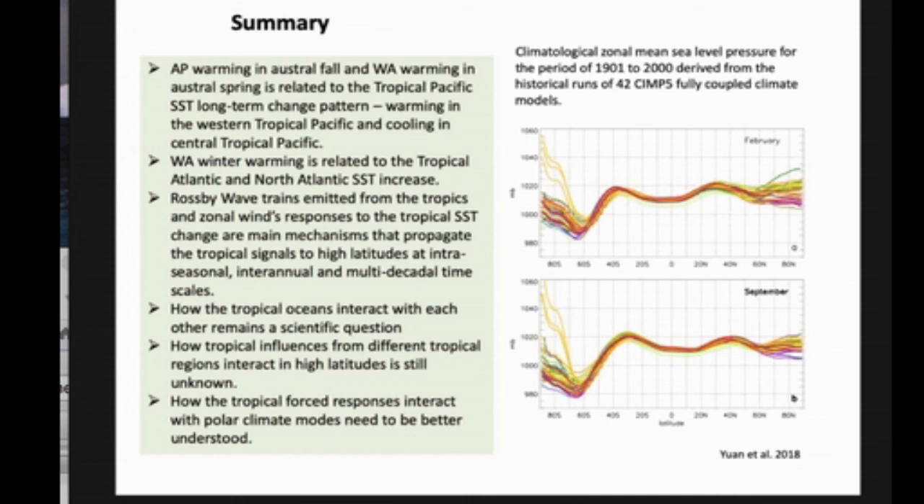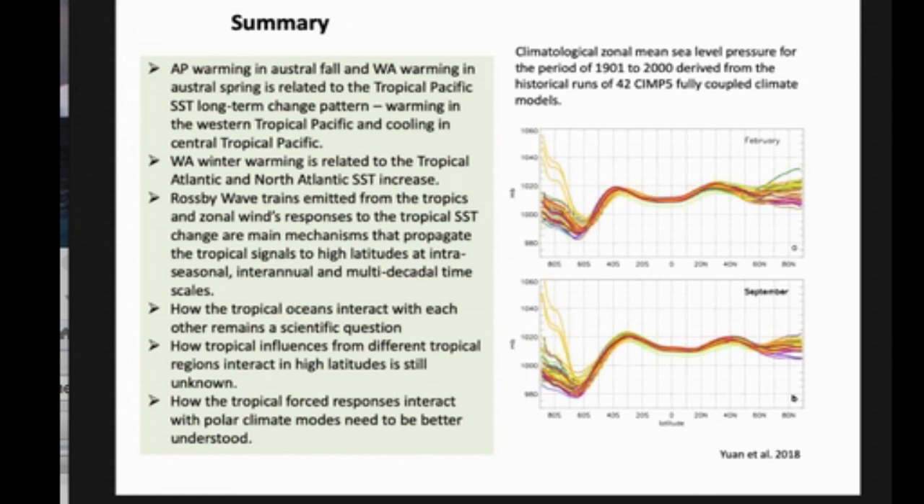And the last three, basically what comes out of this review, is how the tropical oceans interact with each other remains a scientific question. We don't really know if all the tropical regions are independent or connected. Some are connected, some are independent. And how the tropical influences from different tropical regions, when they all come to the high latitude, interact with each other, and what is the result, remains a question.